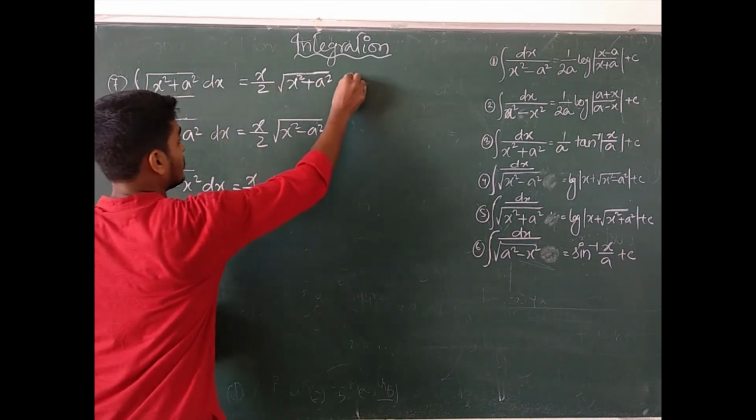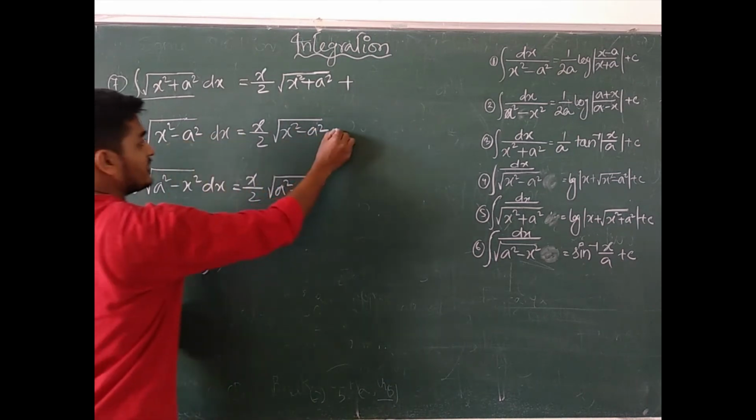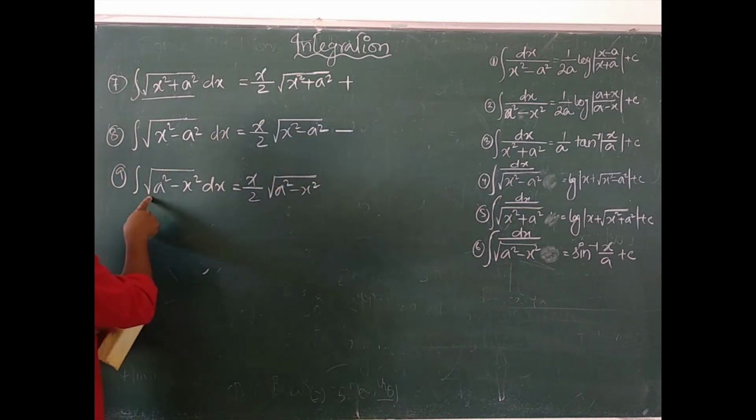Plus is there. If this one is a, minus sign is here. This one is a, what is there before a?